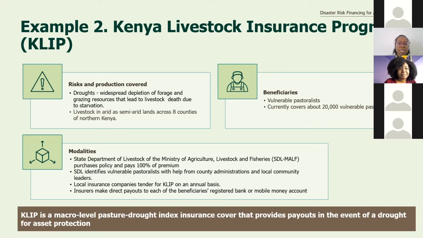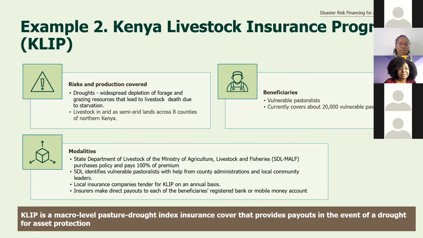And in terms of the modalities or the implementation of the program, the policy is purchased by the State Department of Livestock. So this is a department within the Ministry of Agriculture, Livestock and Fisheries. The department, or government, pays 100% of the premium for the cover on behalf of pastoralists. The pastoralists that are covered are identified by the State Department of Livestock with help from the county administrators as well as the local community leaders.